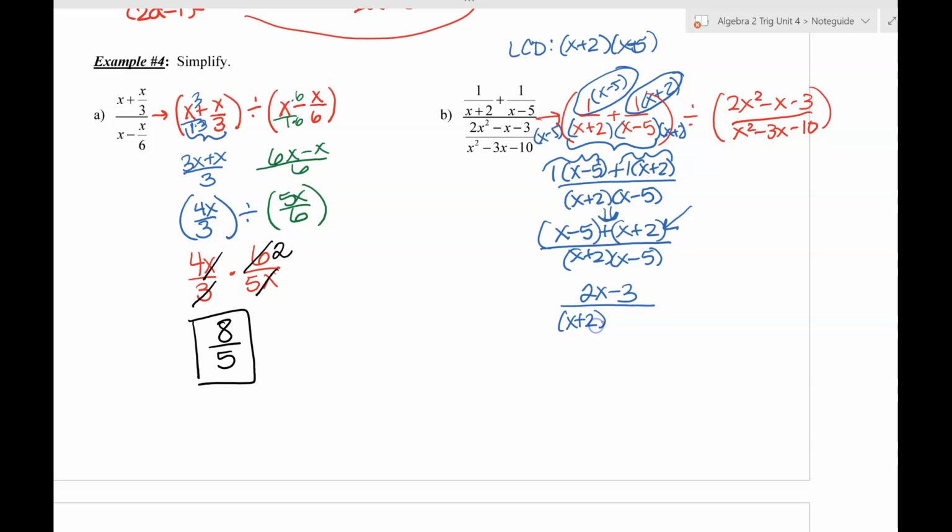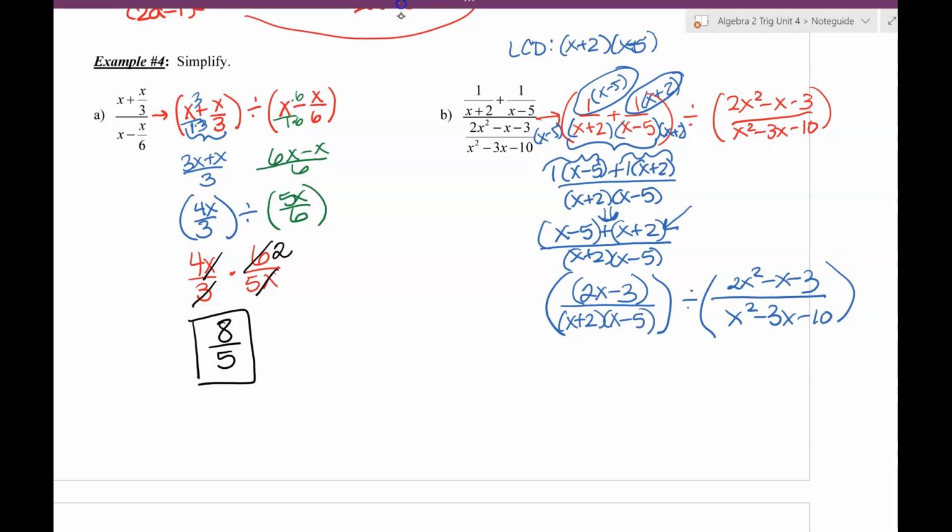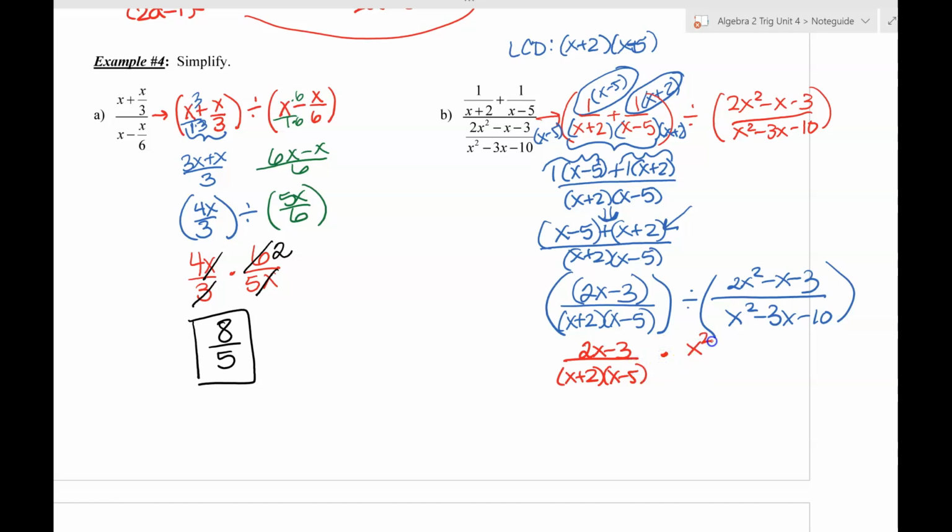And that 2x minus 3 can't be factored at all. So 2x minus 3 is the numerator in its factored form, and that doesn't match with anything in the denominator. So that is the finished addition problem. And now I want to divide that by this other fraction so I can actually do the division problem. So dividing by that fraction means I'm going to change this into a multiplication problem. So I have 2x minus 3, x plus 2, and x minus 5. I can change this to multiplication and use the reciprocal of the fraction I was dividing by.